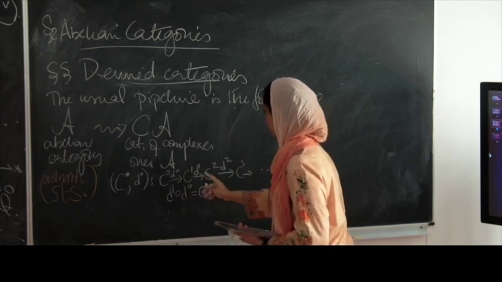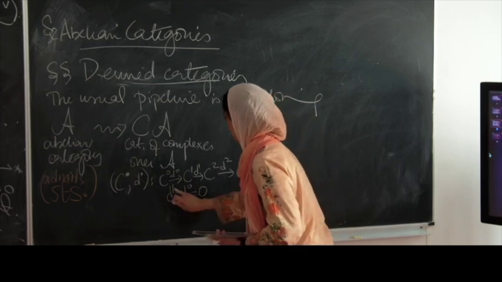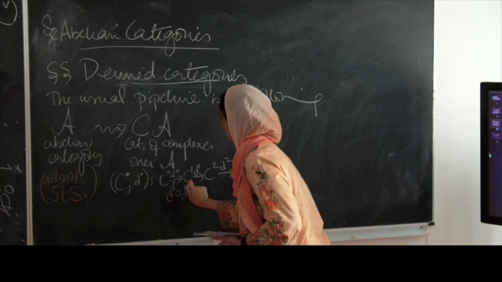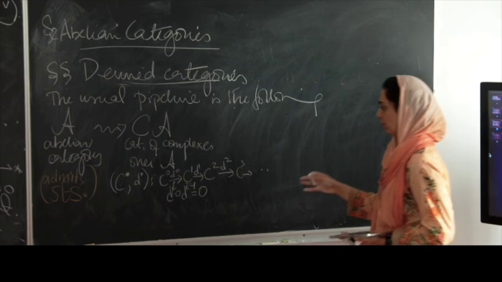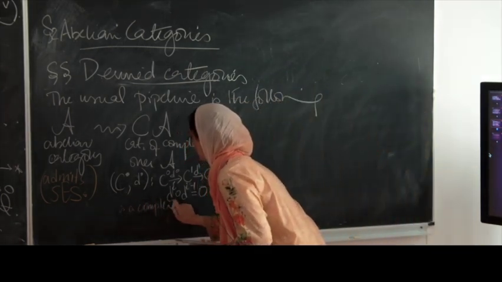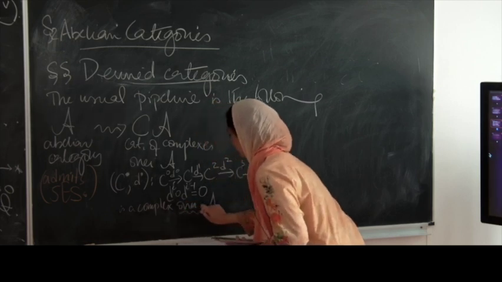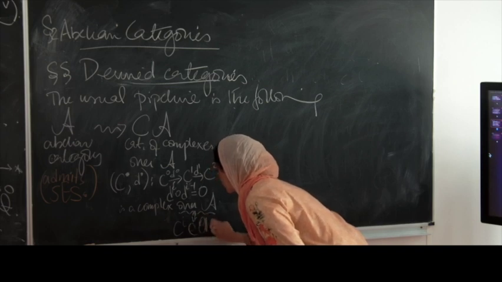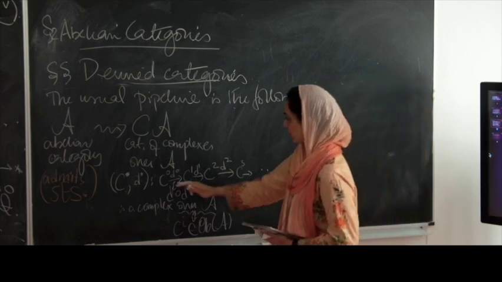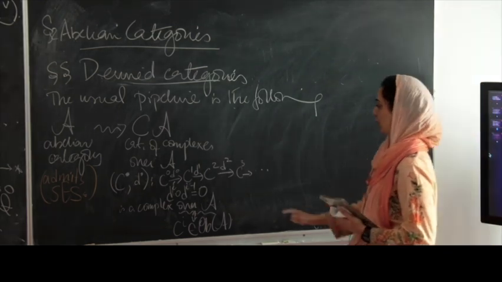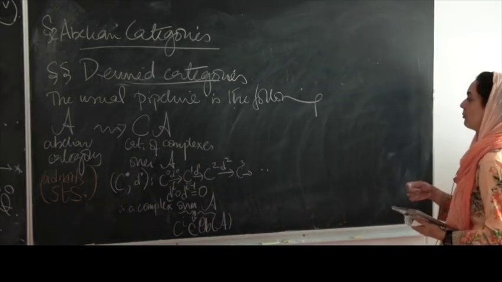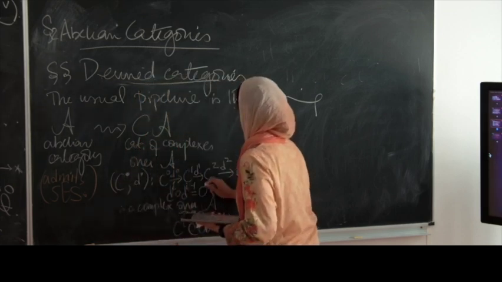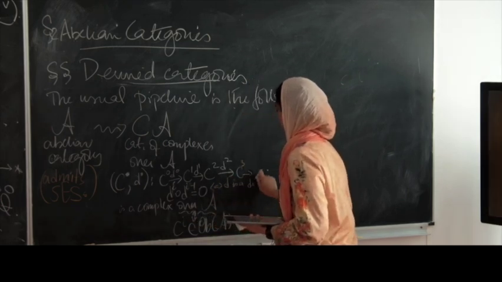Okay, so this is a complex if you compose any two consecutive maps, you get the zero morphism. What does that mean? That means in general, if I compose the subsequent one with the previous one, I get the zero morphism. Okay, that makes it a complex over A. Why do you say over A? This means that the C_i are objects in A. And of course, these morphisms are morphisms between those objects, but they're special in the sense that they square to zero. So you look at the category of complexes over A. All right. So this thing is called a differential. d is a differential.